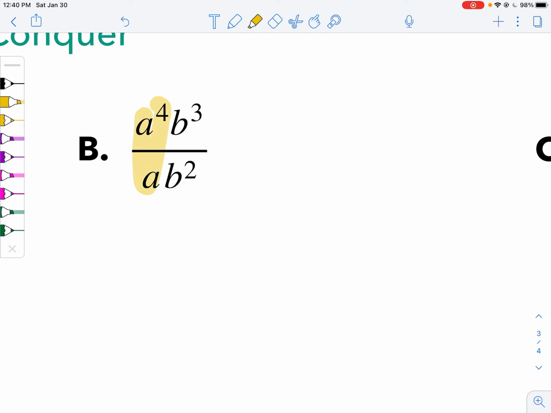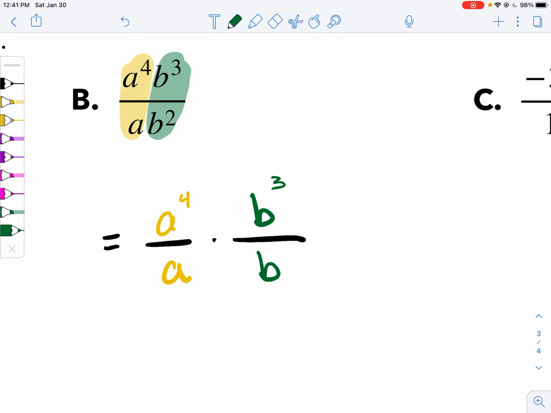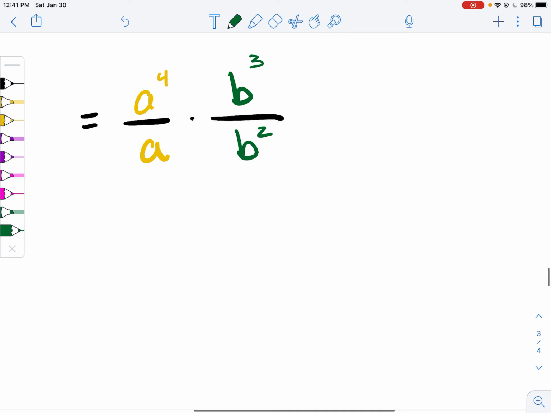So here we group all the A's together, and then we'll group all the B's together. Okay, so that's the same thing as there's two expressions: A to the 4th power over A, and B to the 3rd power over B squared. Now we can rewrite them as a subtraction problem. So this is the same thing as A to the power of 4 minus 1, times B to the power of 3 minus 2.